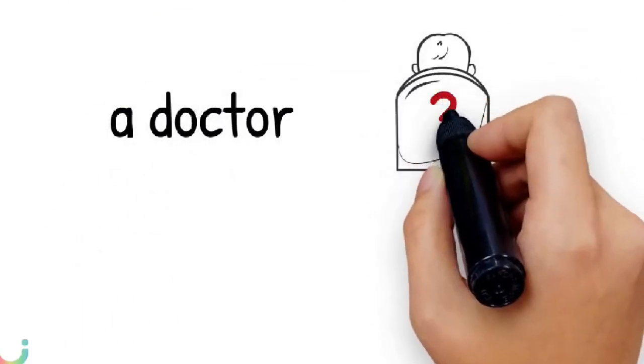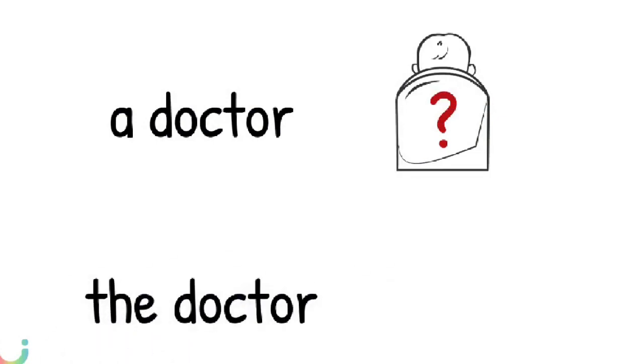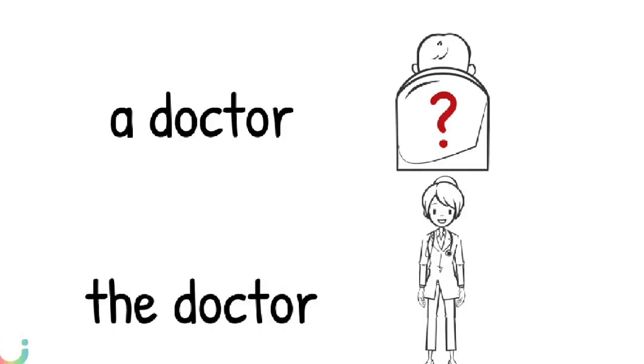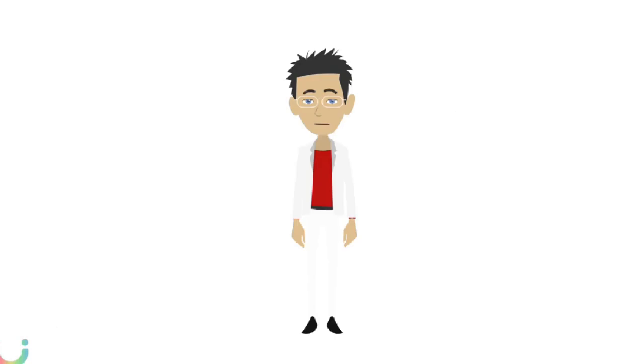A doctor? Just some doctor, like a profession. The doctor? A particular doctor, a particular person. But not all situations are so obvious. There are tons of exceptions. There is no point memorizing them all. You just have to repeat them many times in the context. Don't worry, it's much easier than you think.